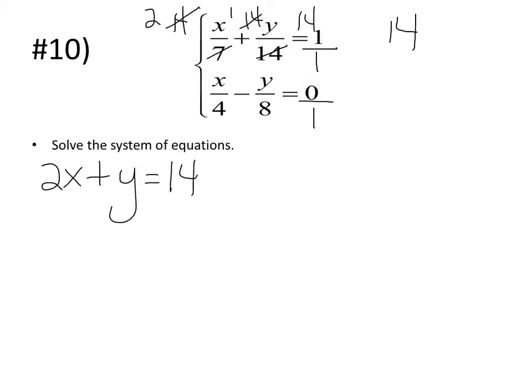Now let's do the bottom equation. 4, 8, and 1. So we're going to do the largest denominator, which is 8. Does 4 go into 8 evenly? Yep. Does 8 go into 8 evenly? Yep. Does 1 go into 8 evenly? Yep. So it's 8.